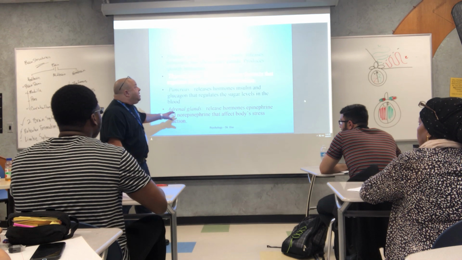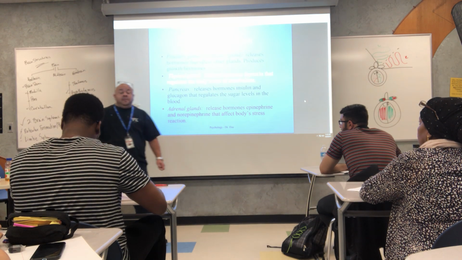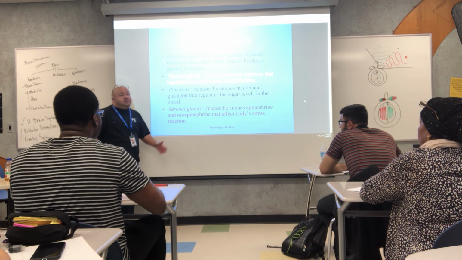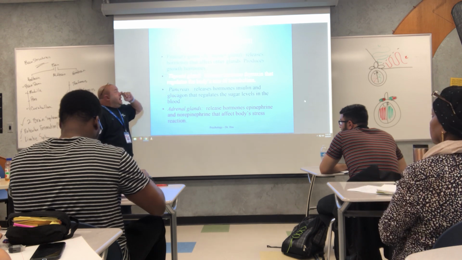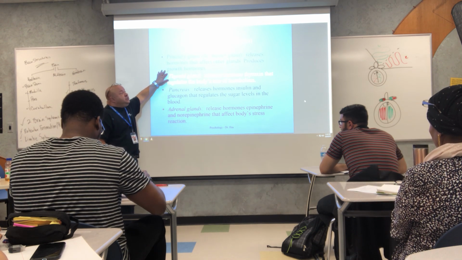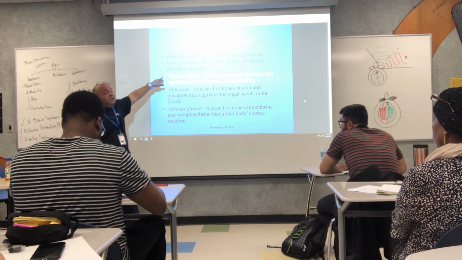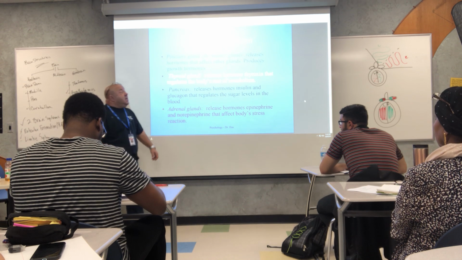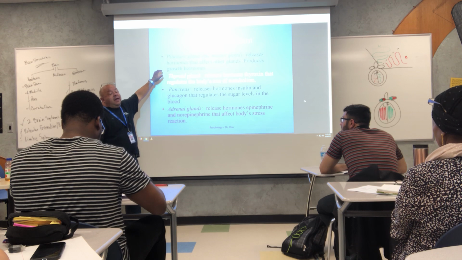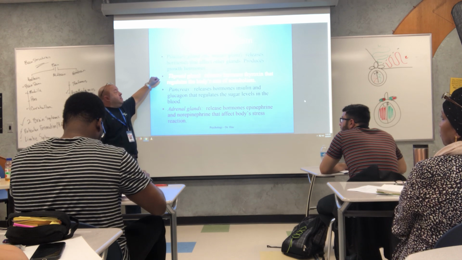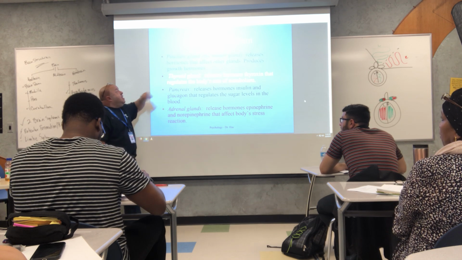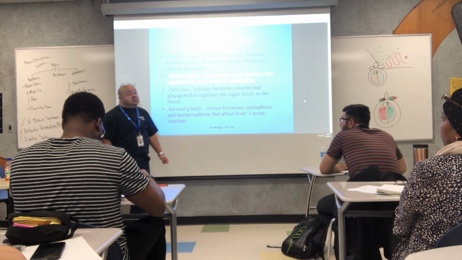Okay, so let's talk a minute about the endocrine system. So the endocrine system is the glands, okay? And the pituitary gland is the master gland. It releases hormones that affect all the other glands. It's controlled by the hypothalamus, which we're going to talk about today, and it produces growth hormones.